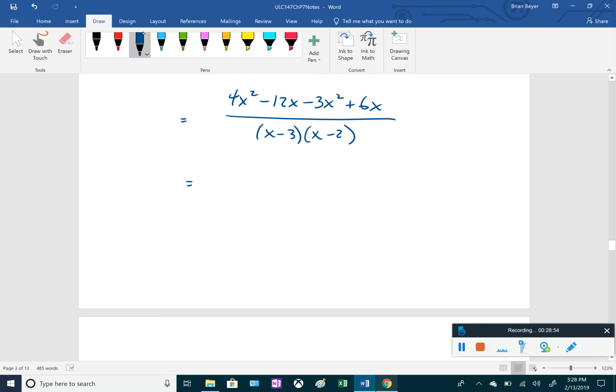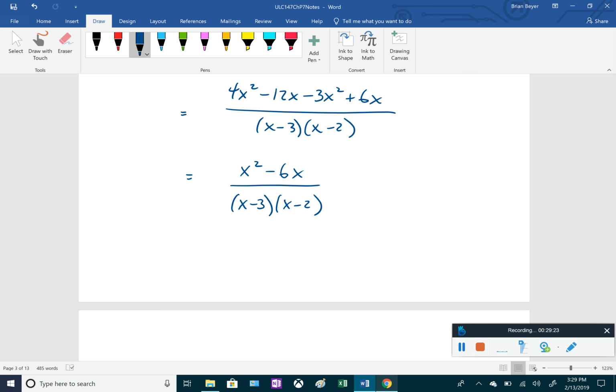4x squared minus 3x squared is going to be 1x squared. Negative 12x plus 6x is going to be negative 6x. That's going to be over x minus 3 times x minus 2. So technically you could leave it like this, but it's best to try to factor that numerator. If you factor the numerator, you want to try to cancel common factors if you can. There's going to be no common factors.